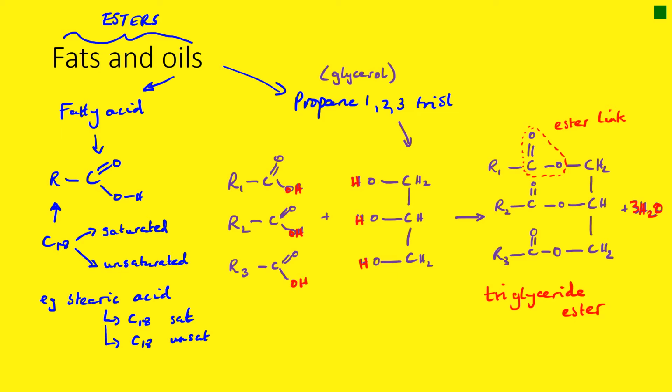So let's summarize by saying that fats and oils are triglyceride esters, and triglyceride esters are esters of our propane-1,2,3-triol and 3 fatty acids, which could be the same or could be all different. Now these fatty acid molecules here, they could be saturated or unsaturated. When they are unsaturated, they tend to be oils, and when they're saturated, they tend to be fats. Fats are generally solid at room temperature and oils generally liquid at room temperature.